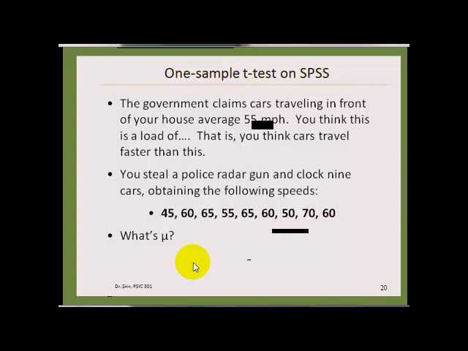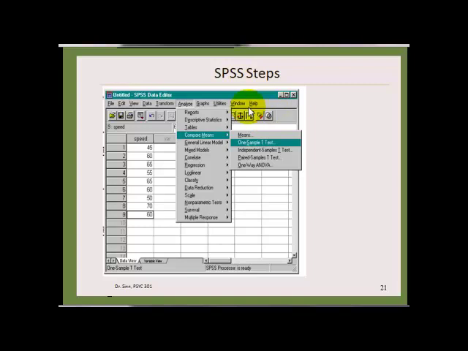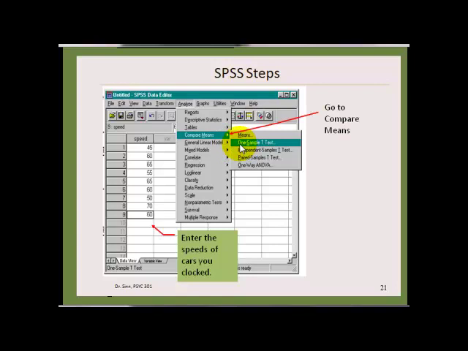Mu is the number you're testing against, which in this case is that 55. It's typically a number that's just hanging out by its own, not associated with the specific group. So, in SPSS, we would first type in the numbers, and then we would come over here and go to Analyze, and go to Compare Means, and go to One Sample T-Test.